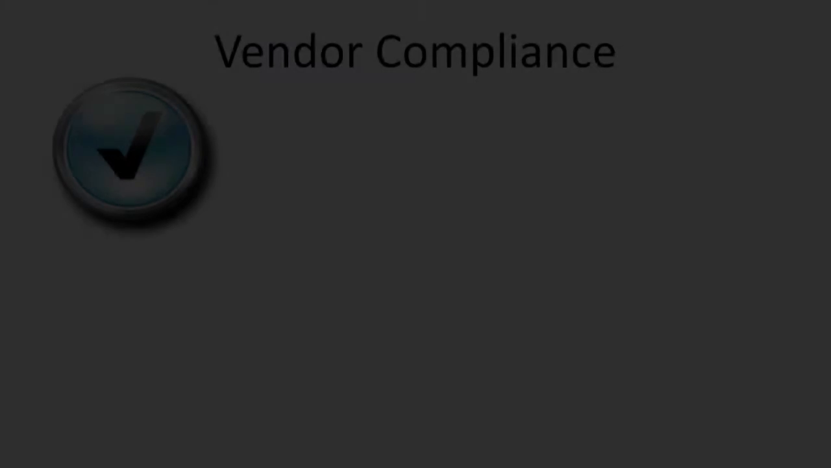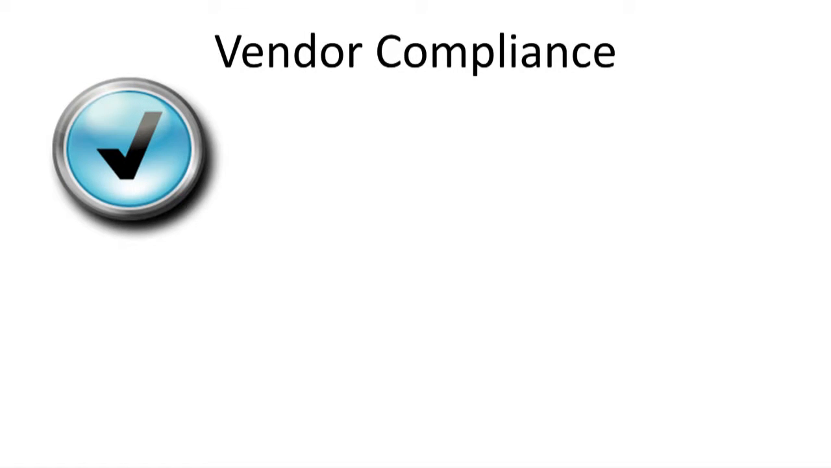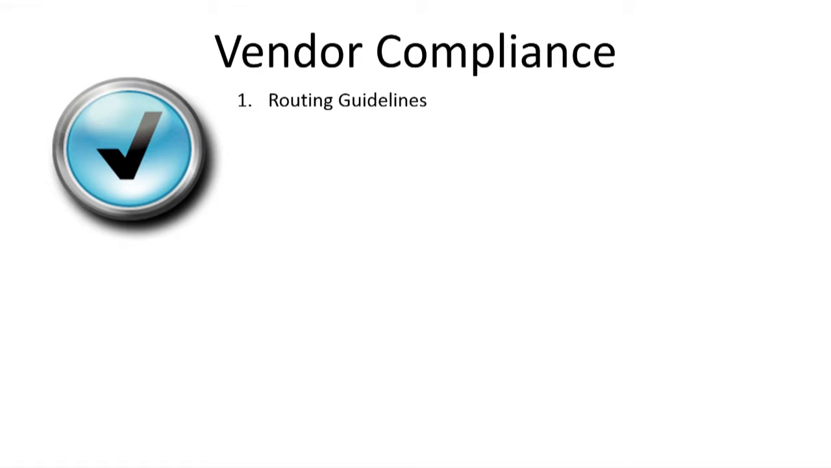Vendor compliance. Again, not all retailers are the same. Vendor compliance means something completely different at every retailer that you'll talk to. Every one of them. Some of them are going to penalize you heavily. Some of them it means guidelines. But from a supply chain standpoint, there are 7 things that vendor compliance matters on. Routing guidelines.